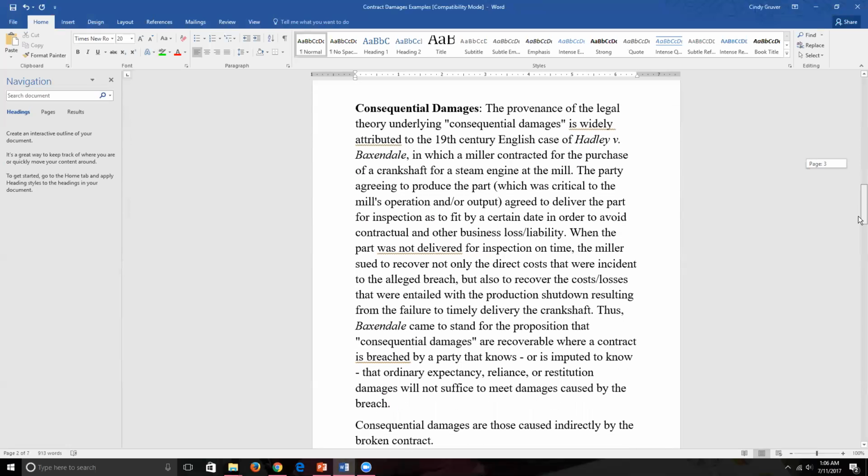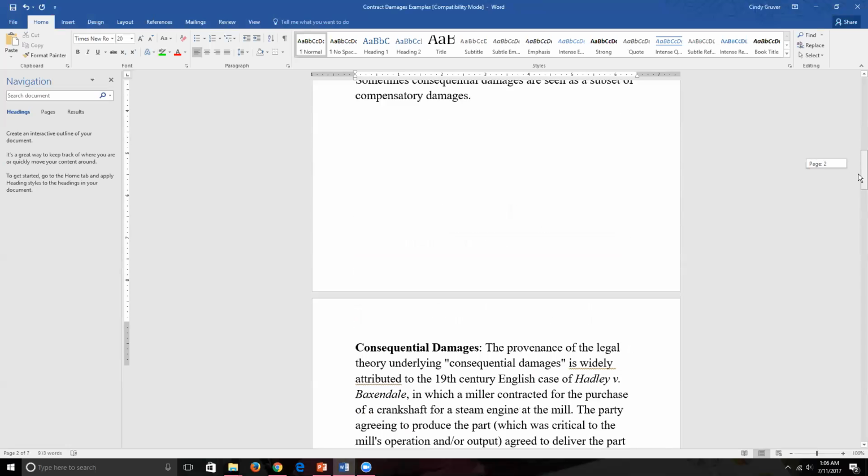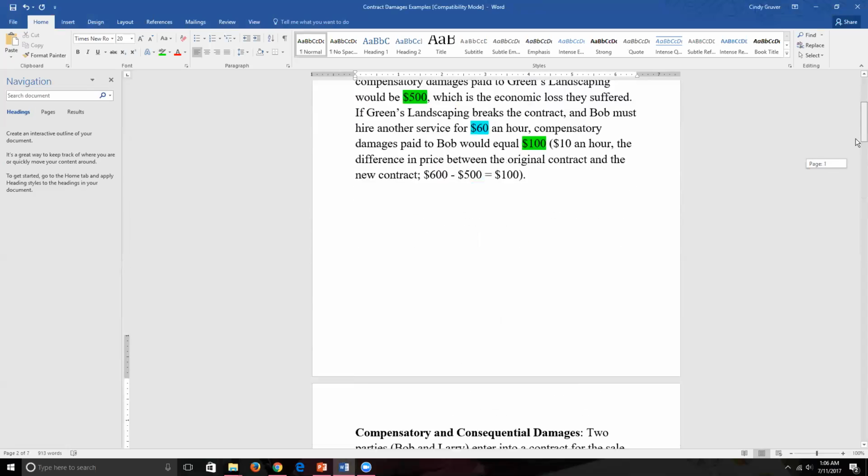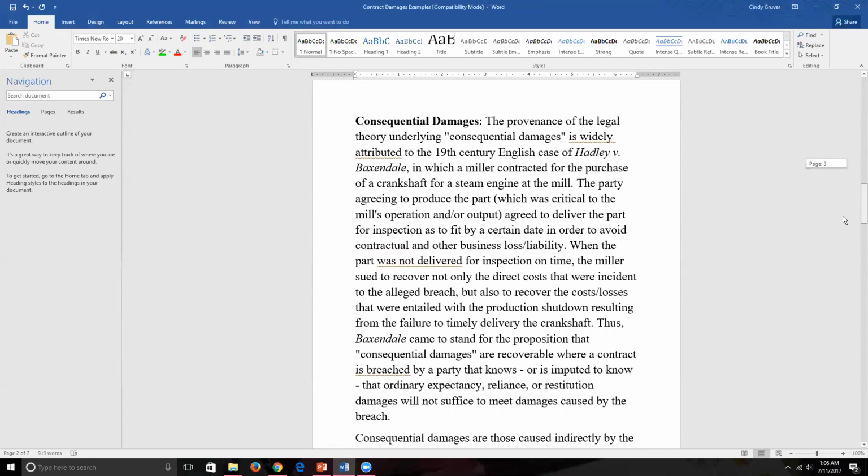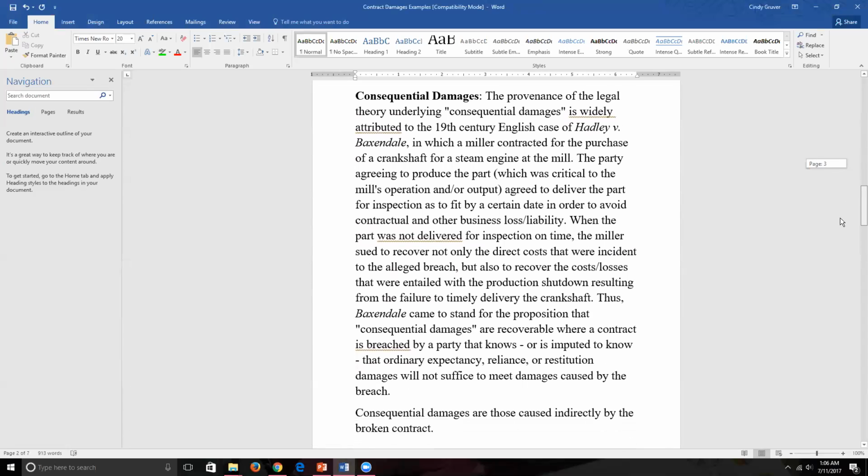Let's look at another scenario. We're going to look at consequential damages. So this is just a scenario of consequential damages. This is actually a very famous case. This is Hadley versus Baxendale. If you elect at some point in your life to go to law school, you'll almost certainly read this case. It is a case of the common law. It's actually from Great Britain in the 19th century.